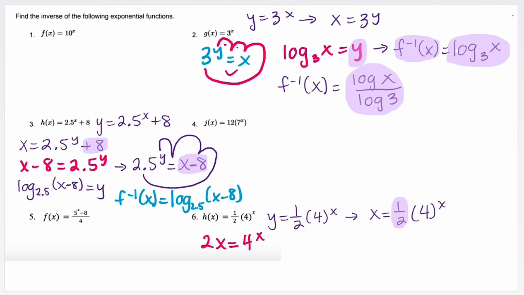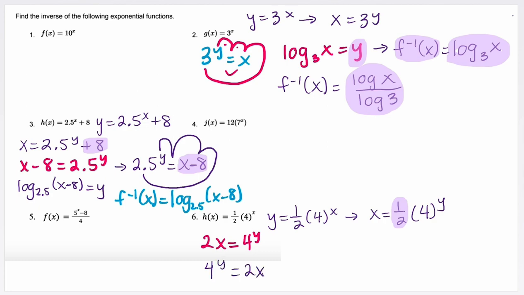Whoops, where did my y go? I'm sorry, y'all. I switched it and kept the x there. That should definitely be a y once I switch. So I should have a y up here. Sorry about that. And now I'm going to convert. I'm going to flip them around, get my exponential on the left. So I'll have 4 to the y equals 2x.